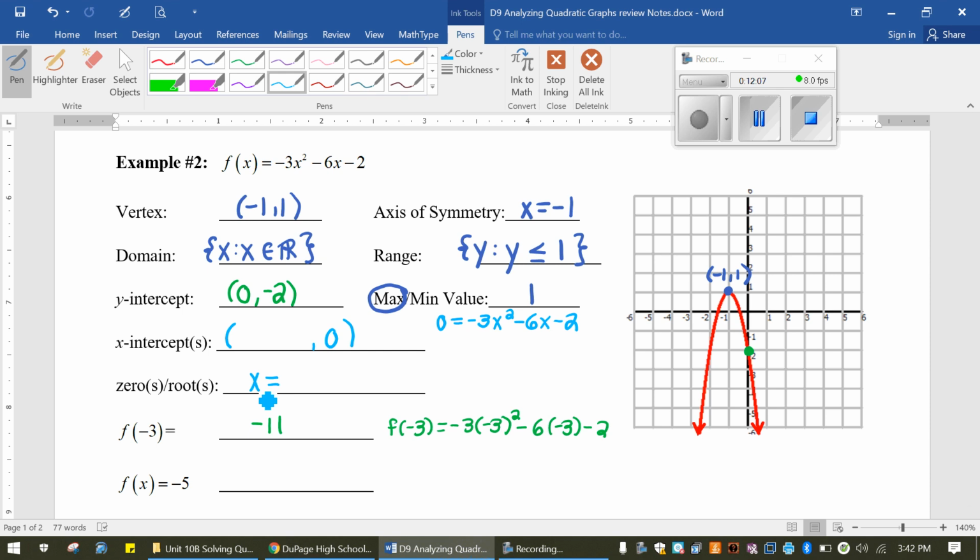Okay, so pause the video right now and do not come back here until you've found the x-intercepts with the quad formula.